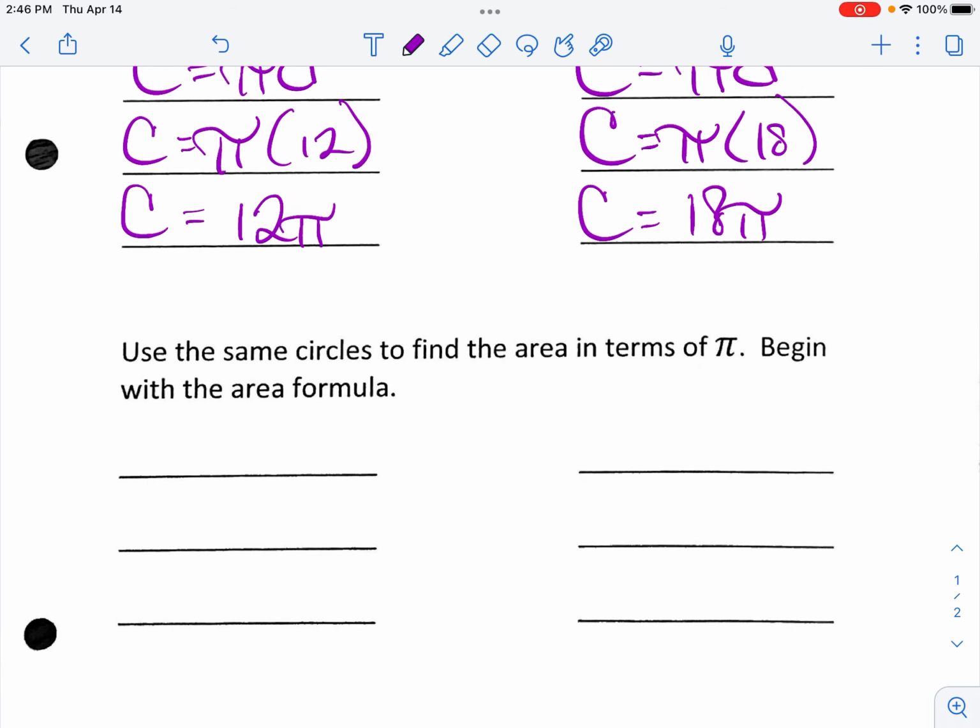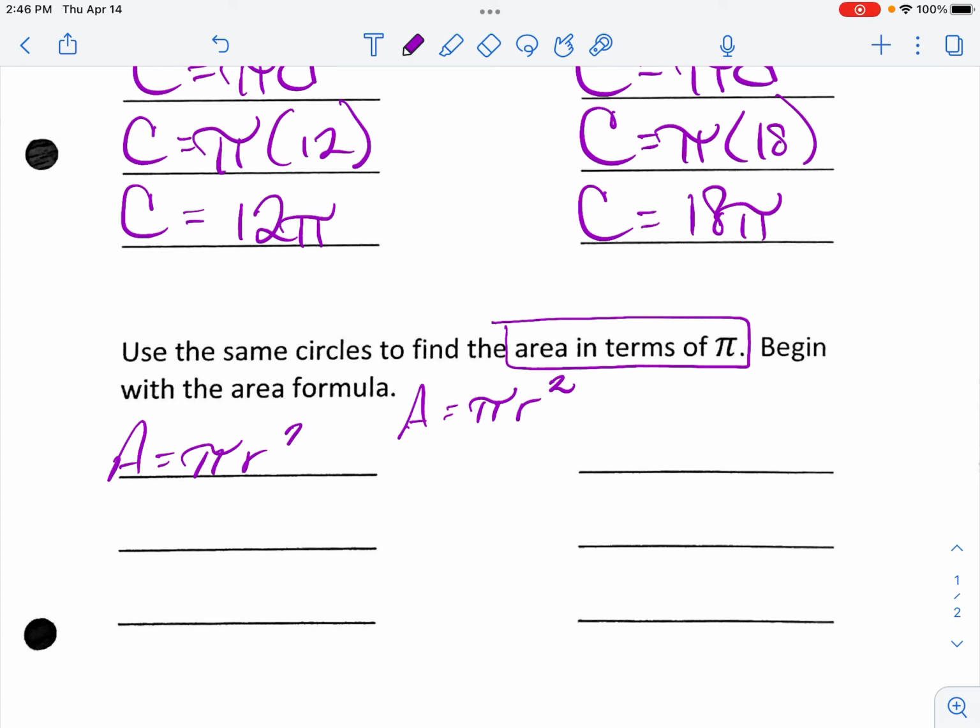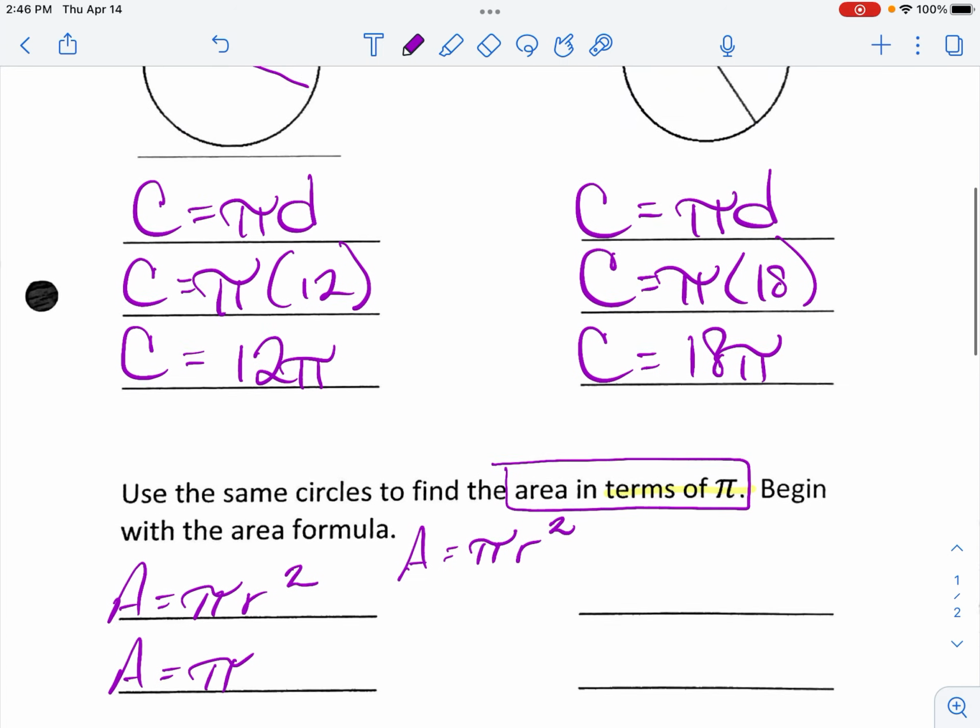Down here, use the same circles as above, but we're going to find the area in terms of pi. Remember to find area, pi radius squared. So on this first one, I'll start with the formula, pi times radius squared. Again, in terms of pi, when it says that, you can leave that alone. We do not have to substitute 3.14 in for pi.